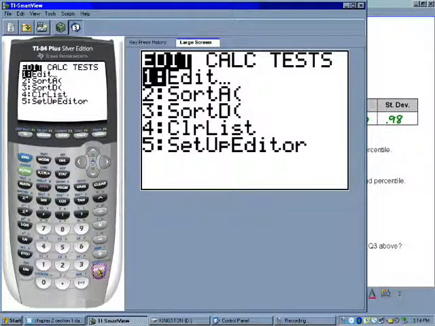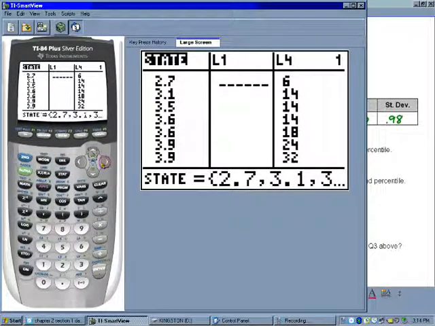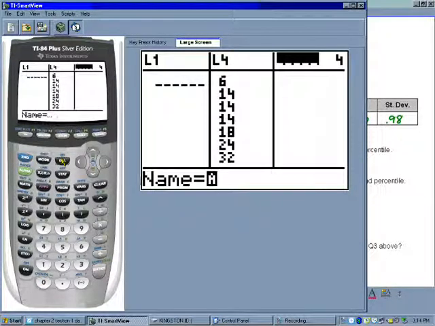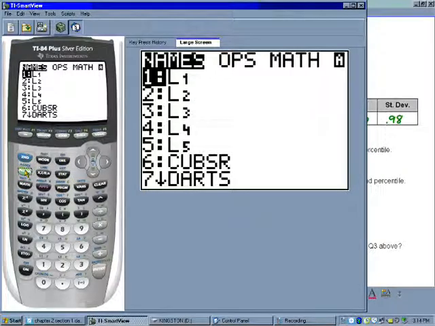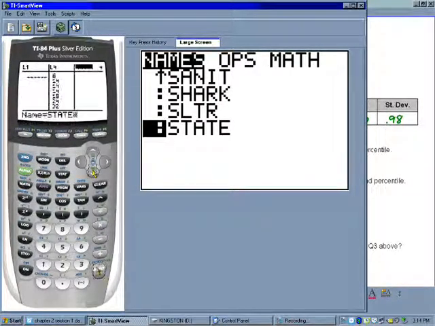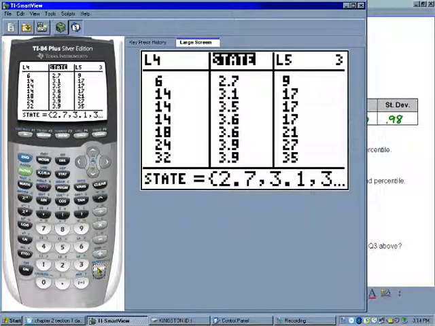If I choose stat edit, and you don't see the state list on your screen, make sure your cursor is up above in any of these columns. Choose second insert, then second list alpha S, go get the state data, put that in the column, and there we have it.